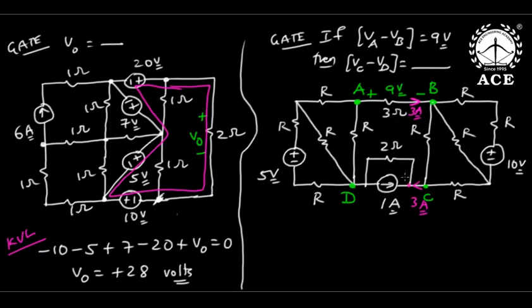But here at this junction, 3 plus 1, total 4 amperes. When 4 amperes is flowing through 2, 4 2s are 8 volts. Yes or no? So VC minus VD is 8 volts. That is the answer there.